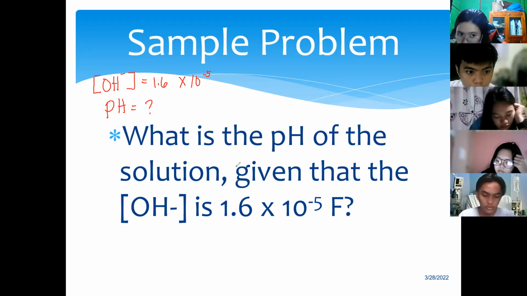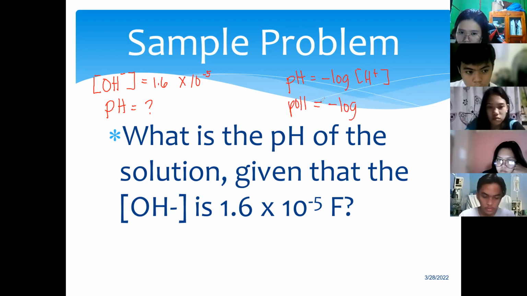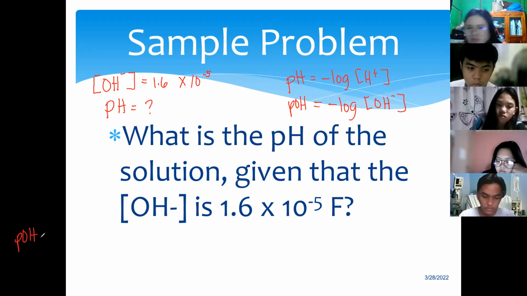Okay, pH yung hinahanap. Now, take note that when you say pH, this is negative log of the H plus. Hindi mo siya makikita sa problem. Tama? Hindi makikita si H plus. Anong nasa problem? The OH. Now, ano yung formula natin na merong OH? Ito yung POH, di ba? Negative log of the OH. So, therefore, you have to compute first for the POH.